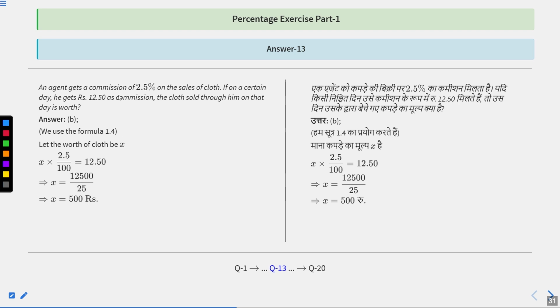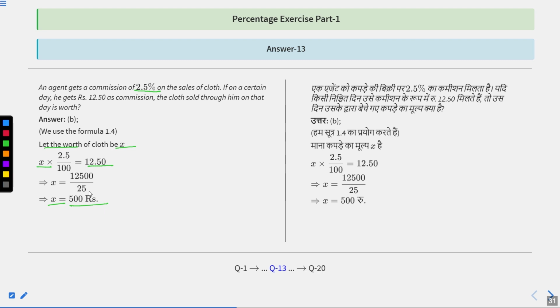In the question it is given that the agent gets 2.5% commission. Okay, so let the worth of the cloth be x rupees. So the question says, if the cloth price is x rupees, he gets the commission of 2.5%, which is equal to 12.50 rupees. So we can calculate it. When you calculate it, you get the value of x, which is 500 rupees. So the price of the cloth is 500.